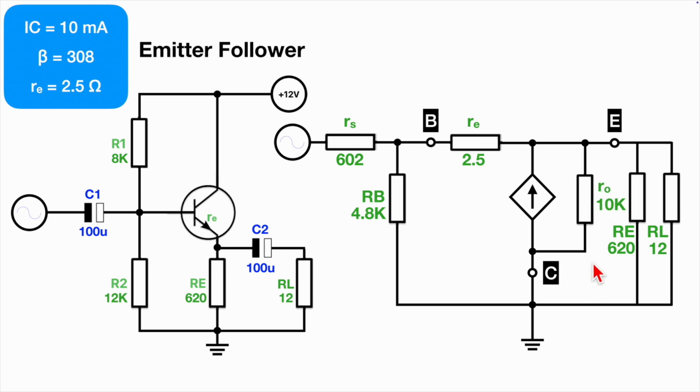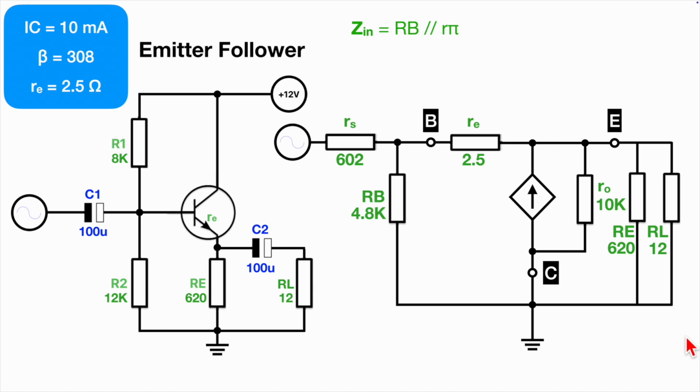I did the same calculations, and we've got RE, which is here, and because this capacitor is not here, it's paralleled, of course, with RL, which is our load. So if we want to find out what the input impedance is, it's RB, these two again, in parallel with R pi.